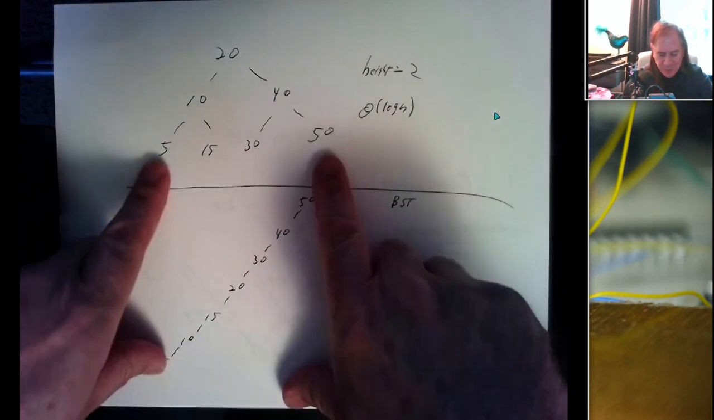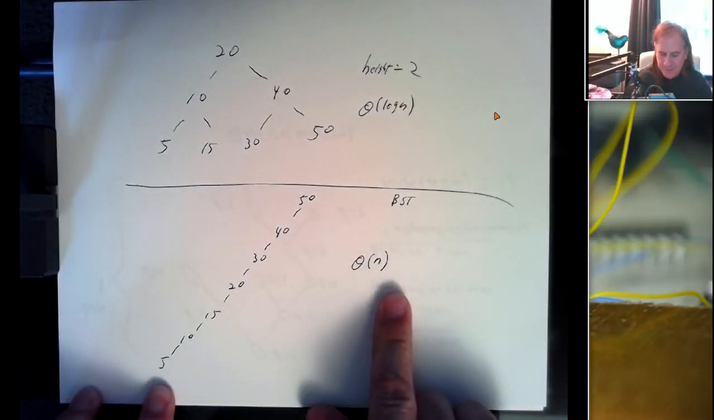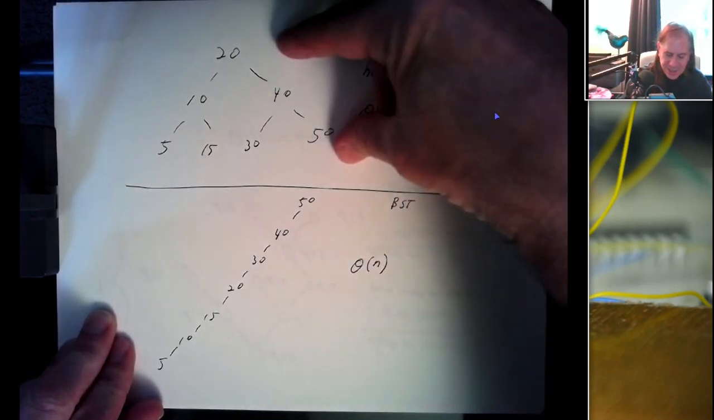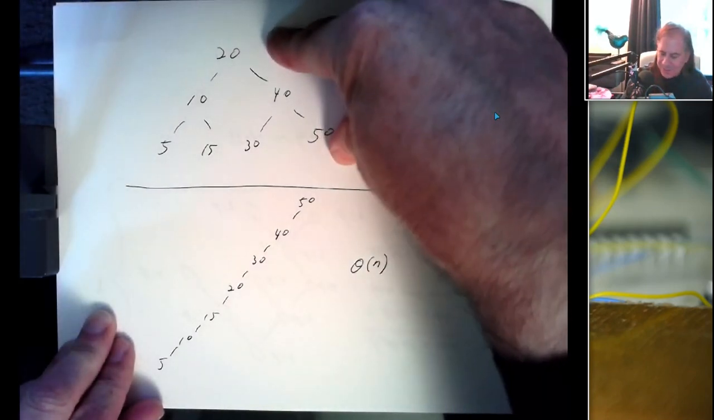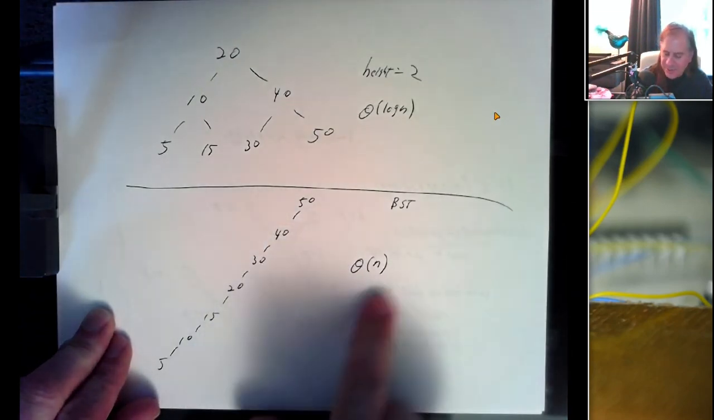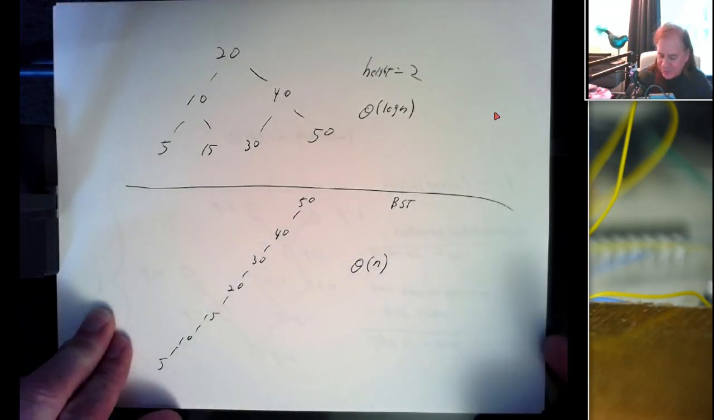So the same set of data, the same collection of numbers, stored in 2 different binary search trees. This one gives us really nice behavior. This one gives us really slow behavior. So we would like a way to look at a tree and say, hey, is this a nice behaving tree, or is this a kind of pathological tree that's going to give us really bad orders of complexity? And so there's a notion of balance.